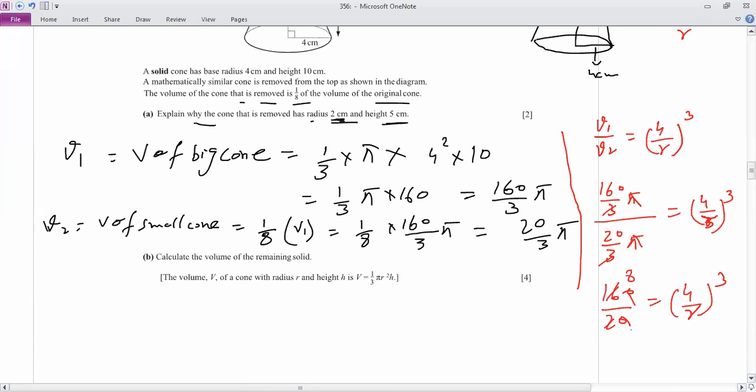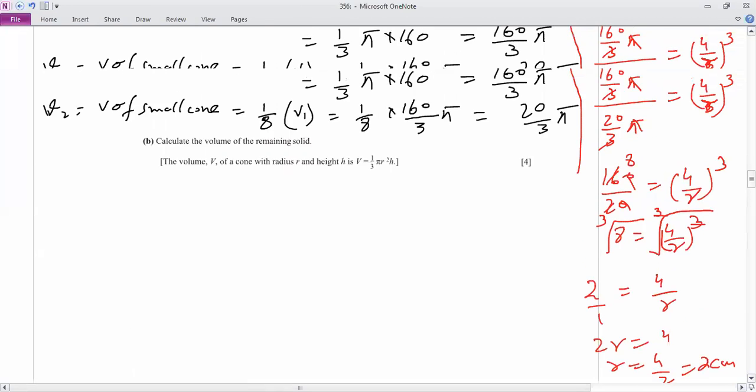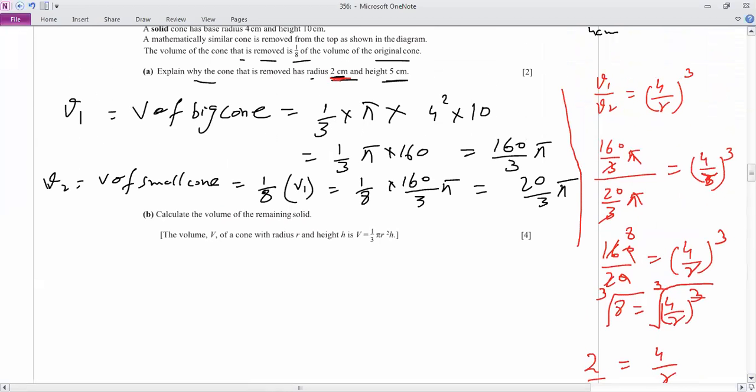2 and 8. You will be left with 8 is equal to 4 over r cube. Take the cube root. My calculations sometimes are longer, but I always try to make them as easy as possible. This will be 2 equal to, this cube and cube root will cancel, 4 over r. So what will be r? You can do cross multiplication. 2r will be equal to 4. So r will be equal to 4 over 2, meaning 2 centimeter. So you can see this is what we have to prove.